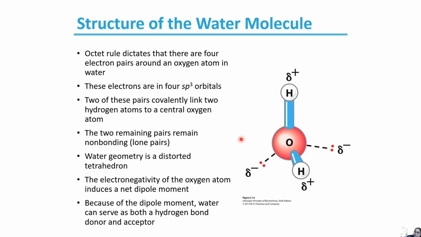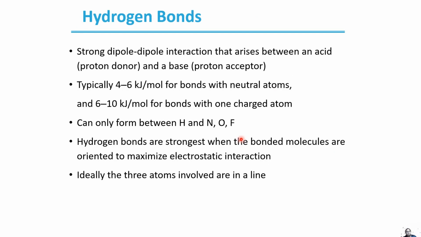So the octet rule states that there are 4 electron pairs around an oxygen atom in water, and these electrons are in 4 sp3 orbitals, and 2 of these pairs covalently link to hydrogen atoms to a central oxygen atom, and the 2 remaining pairs remain non-bonding or lone pairs. So water geometry is a distorted tetrahedron. So the electronegativity of the oxygen atom induces a net dipole moment, and because of the dipole moment, water can serve both as a hydrogen bond donor and acceptor.